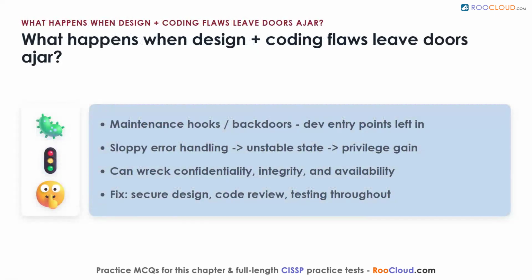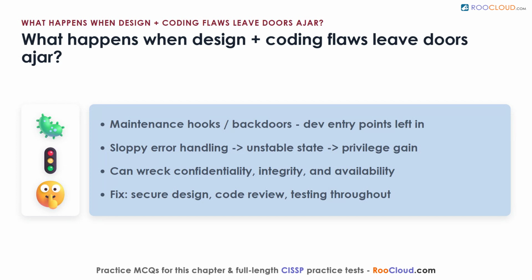What happens when design and coding flaws leave doors ajar? You inherit weaknesses that attackers love. Some come from deliberate shortcuts, like a maintenance hook or backdoor, a special entry point built into code during development to skip the usual security checks, which becomes a serious hole if it is not removed before release.